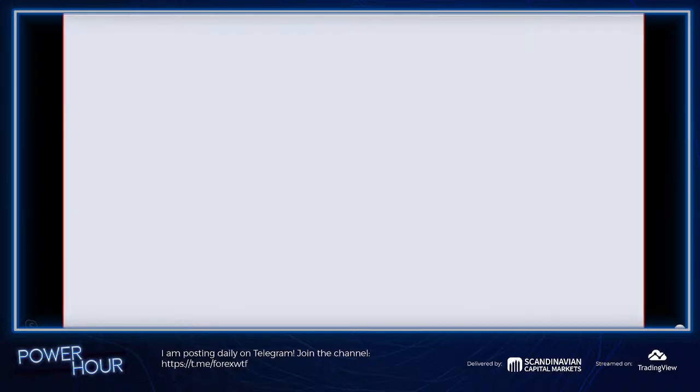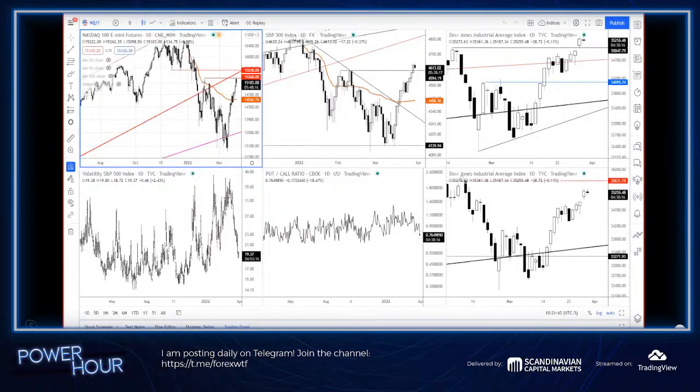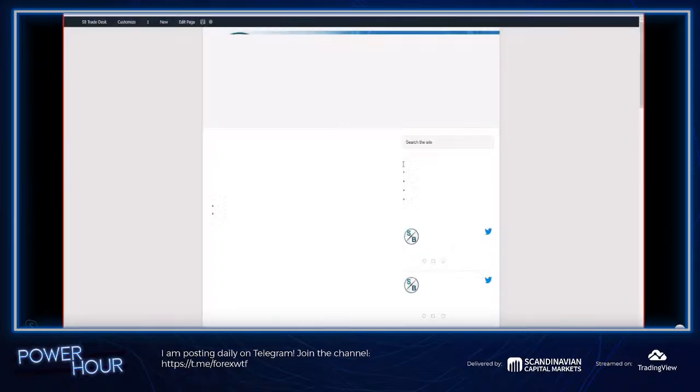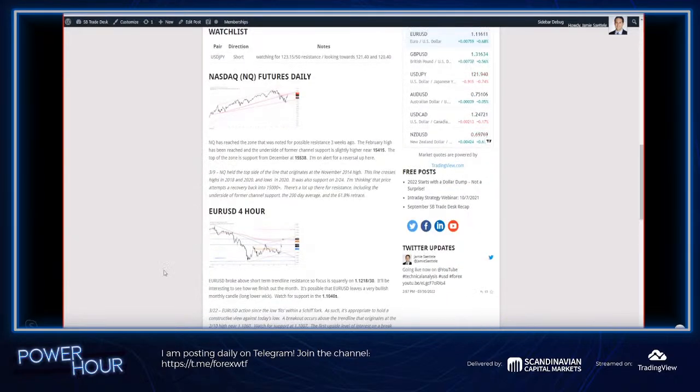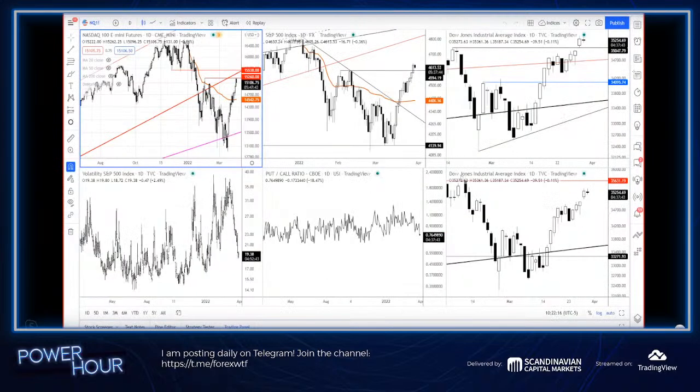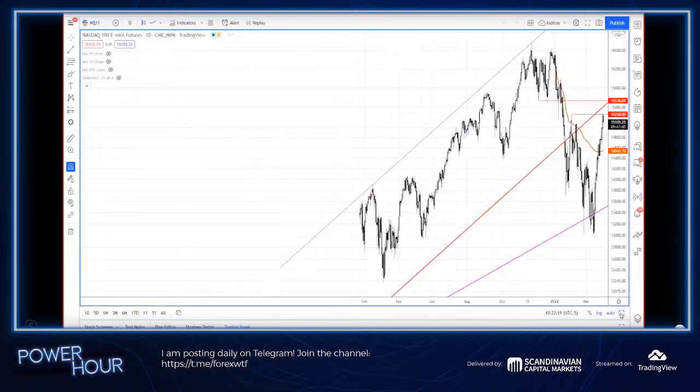Indices, real quick. So I've written about the NASDAQ twice this month. On March 9th, we wrote this: NQ held the top side of the line. I'm thinking the price attempts to recover back into 15,000 plus. There's a lot up there for resistance, okay? Then yesterday, here was the update. Here's the chart. And we've gotten back up to 15,000 plus.